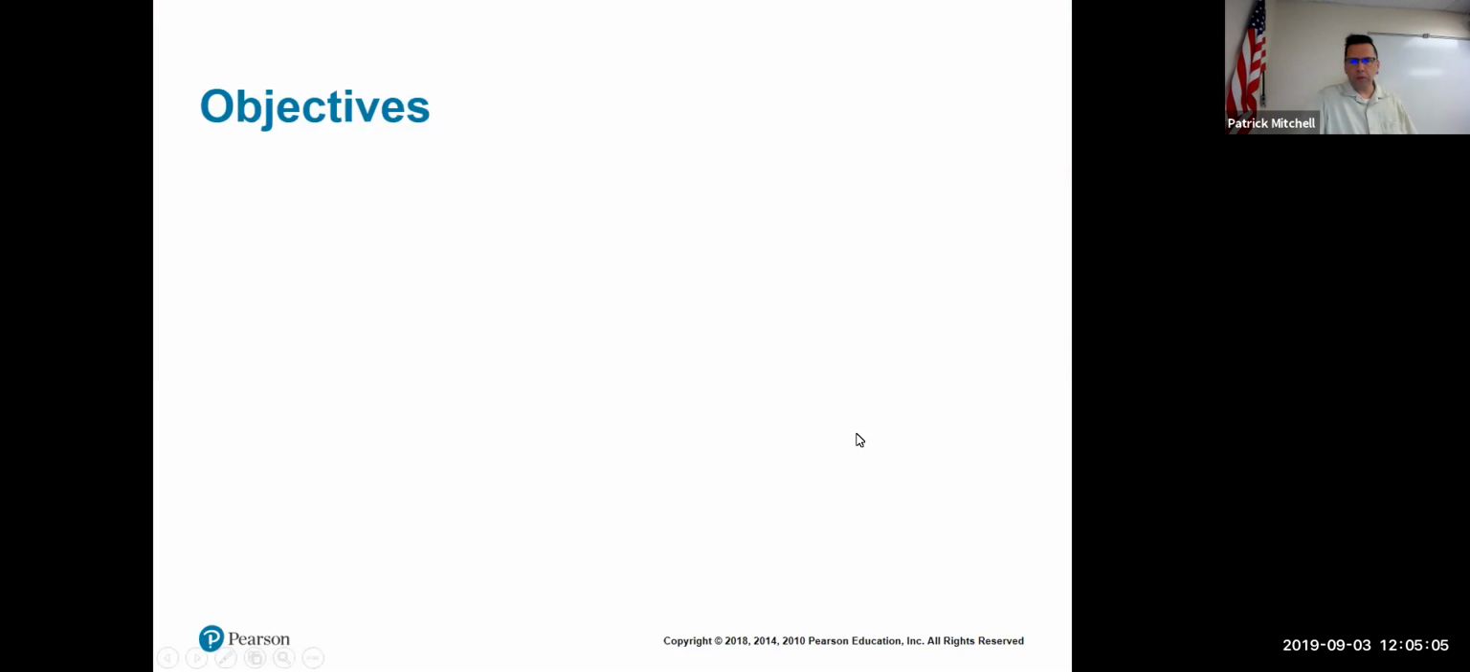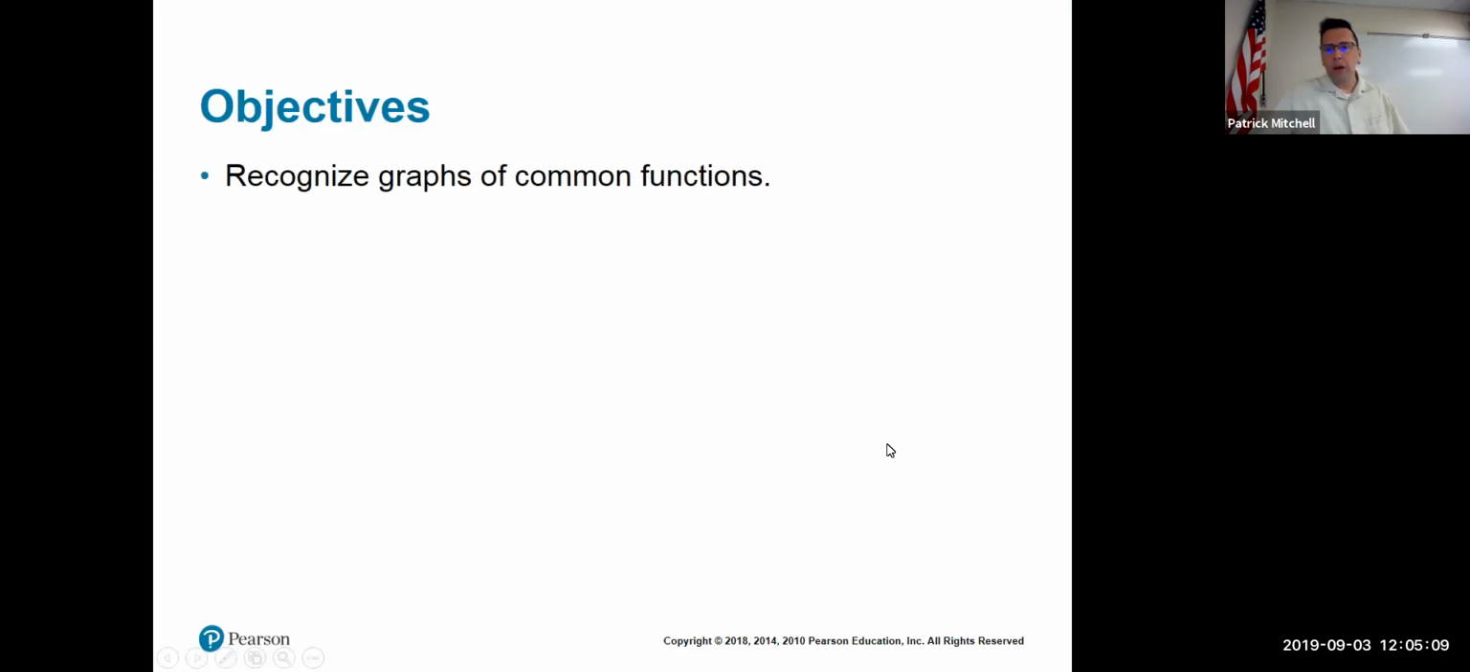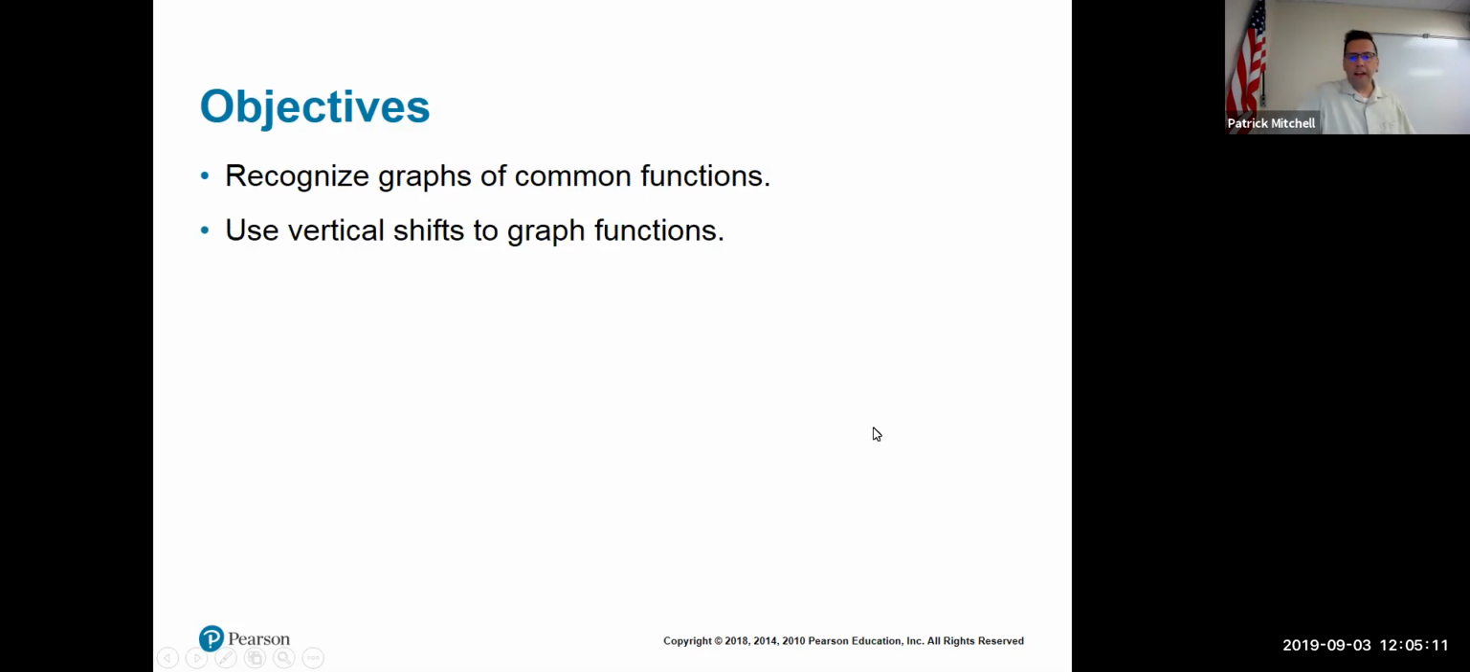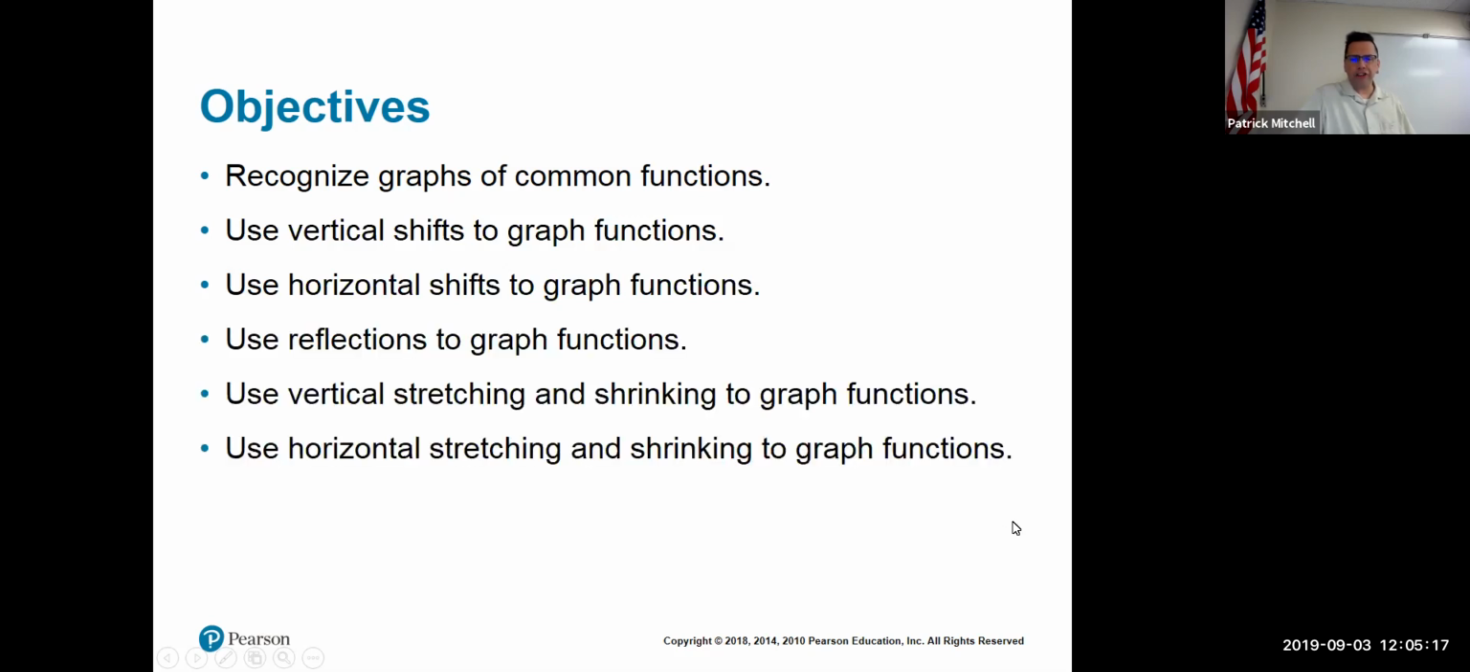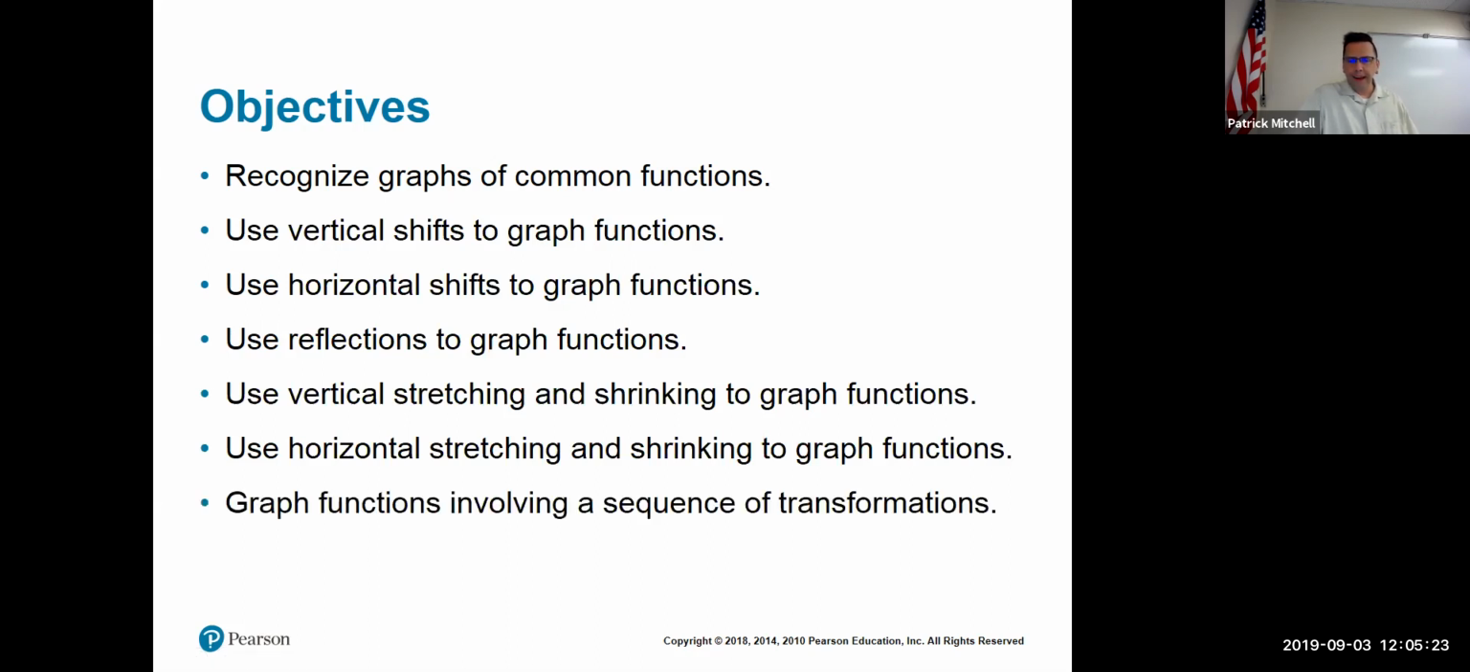So in this section, we'll be talking about graphs of common functions, and then vertical shifts, horizontal shifts, reflections, and stretching and shrinking. So there's vertical stretching and shrinking, horizontal stretching and shrinking. And then you can do problems that involve more than one of these different kinds of transformations.